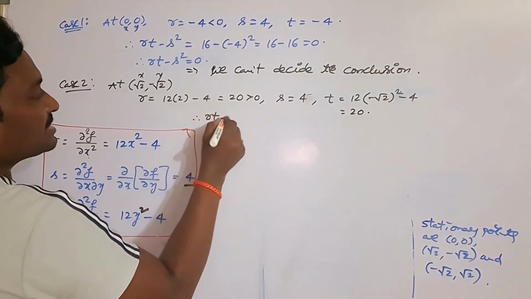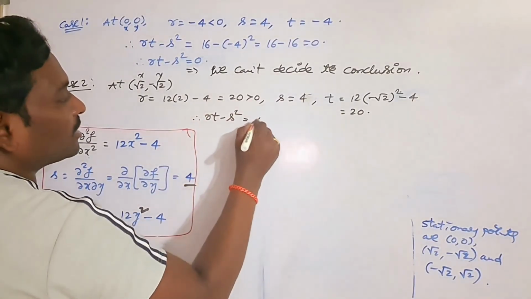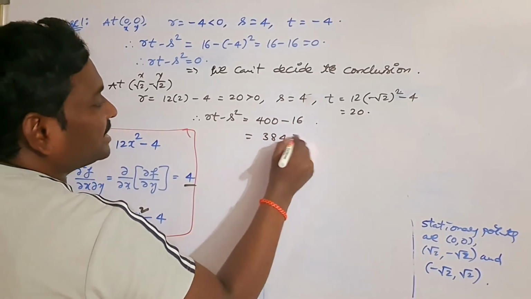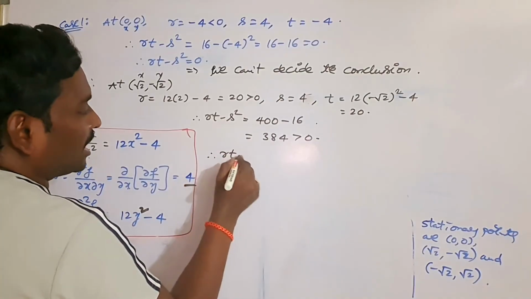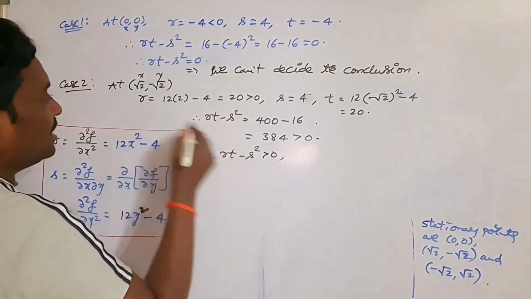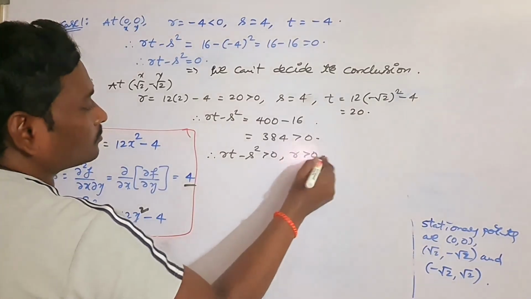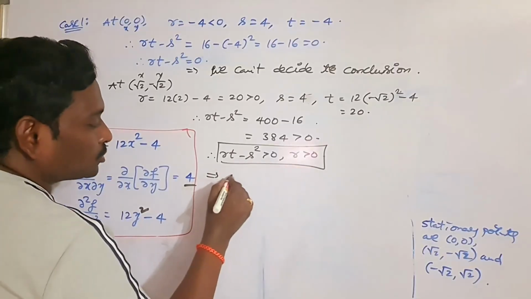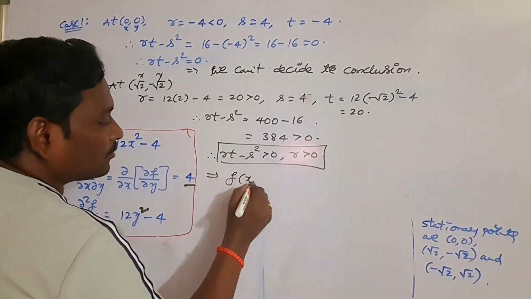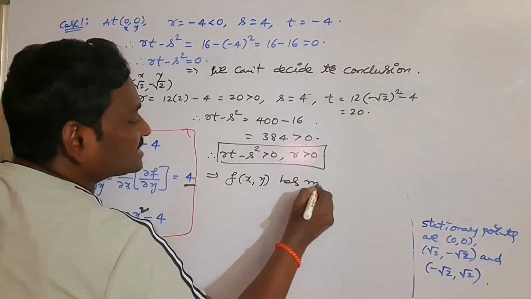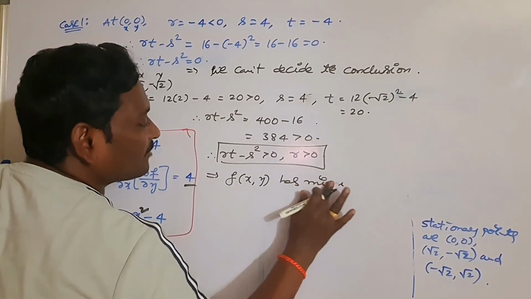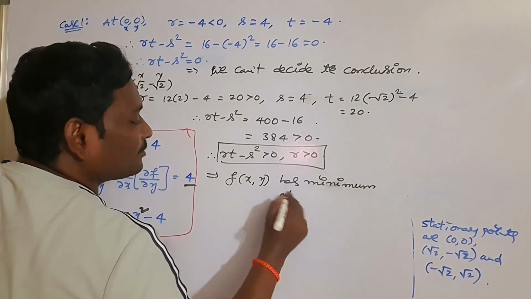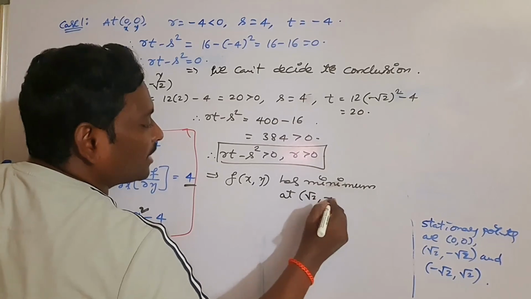So what is rt minus s square? 20 times 20, 400, minus 4 square, it is 16, it is 384, it is positive. We are observing that rt minus s square is positive and r value is also positive. From this, you should conclude that whenever both are positive, f of x comma y has minimum only, at this stationary point root 2 comma minus root 2.